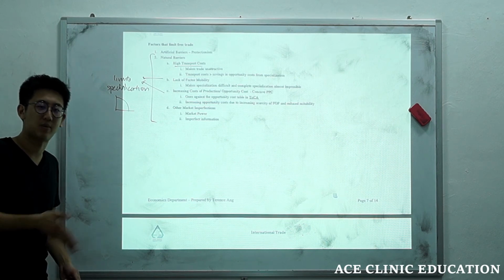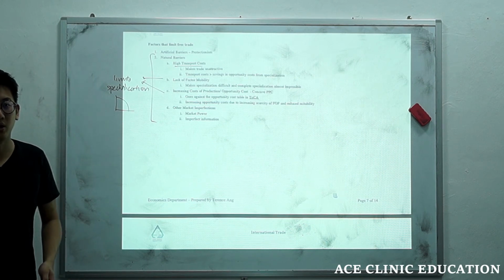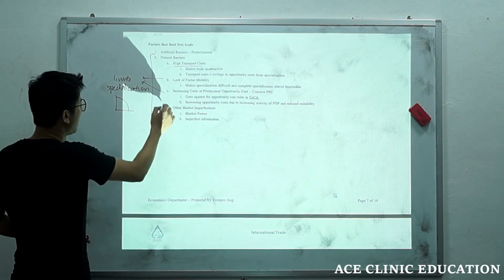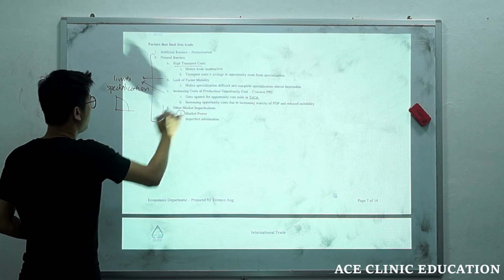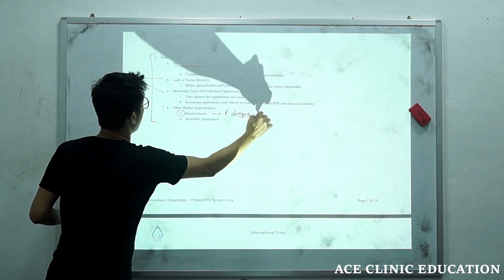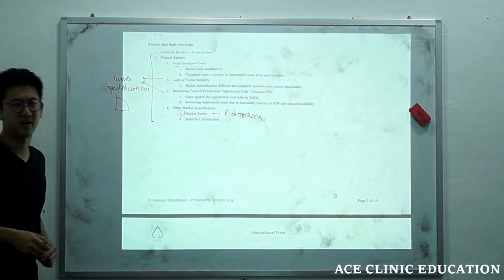How much can you specialize? How much can you produce? How much can you trade for? All of that gets curtailed. Right? And lastly, other market imperfections. The first one is market power. We talked about this. This is about pricing distortions. And then lastly, you have imperfect information.